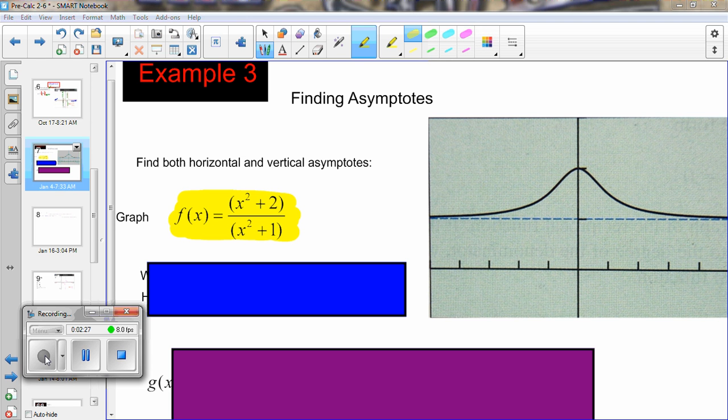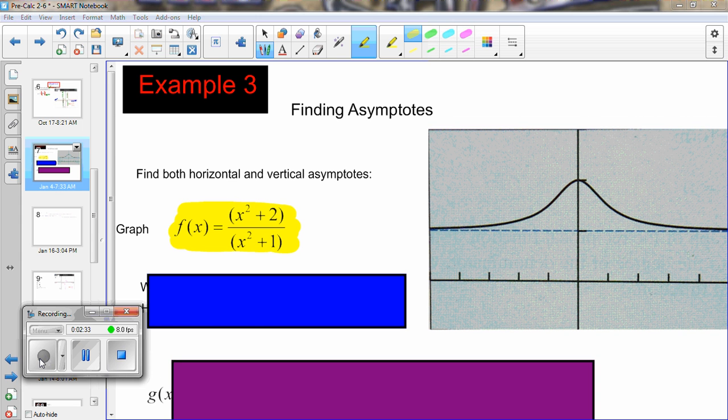Why isn't there a vertical asymptote? Can anybody else figure out why? So Allison says there are no vertical asymptotes. Anybody know why? Harold? Because it's impossible to have the denominator be 0. Awesome, correct, good answer.